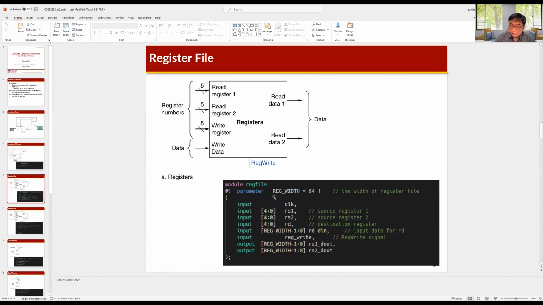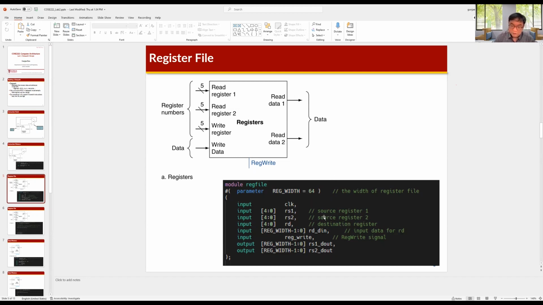As you can see, we also provide the skeleton of the register file, and the module name is reg file. The width of a single register is defined here as 64, because we are learning 64-bit processors.